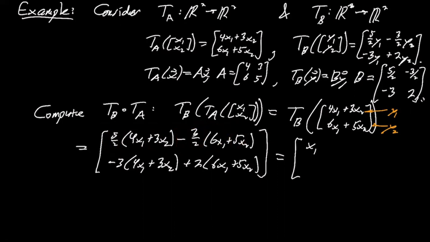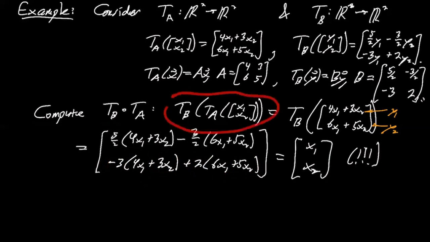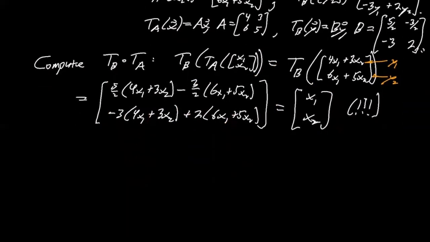And similarly down here, we get minus 12x1 plus 12x1. That goes away. Then we get minus 9x2 plus 10x2. So this is just x2. And we're back where we started. That should be sort of strange. Basically, we did the composition and we got nothing. It did nothing. So the first thing I would say is that T sub B composed with T sub A applied to x is just x.